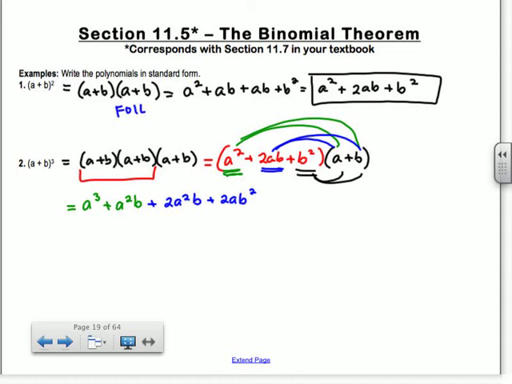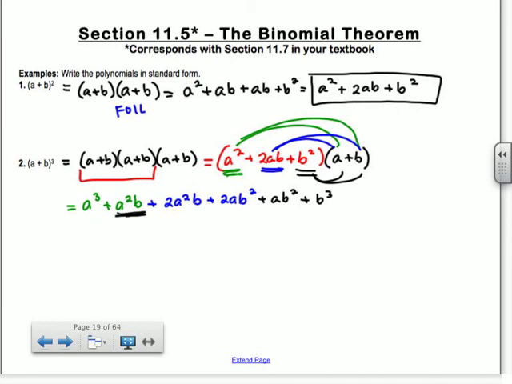And then we take our b squared and we multiply by everything in the second. So b squared times a is ab squared. B squared times b is b cubed. Okay, it's pretty long. Remember, if you have 3 terms and 2 terms, when you multiply them together, you get 6 terms. So we have 6 terms before we combine. All right, now look for common terms.